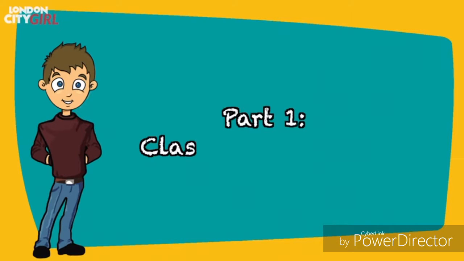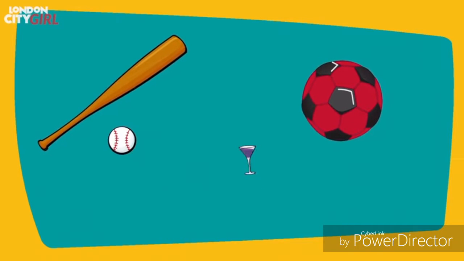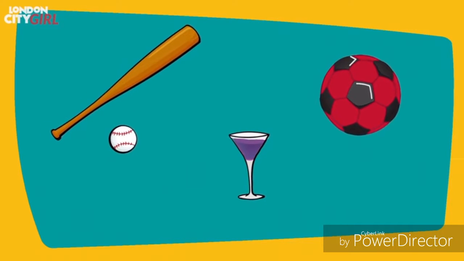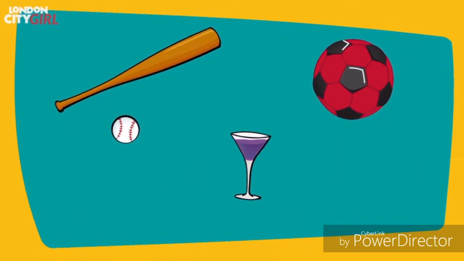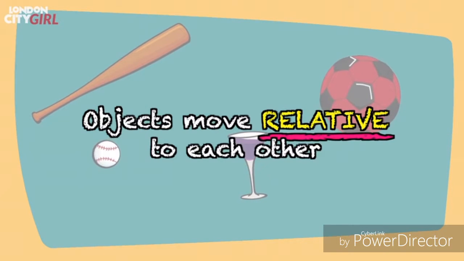Part 1. Classical relativity. Let's start with some absolutes that we need to accept. 1. There is no such thing as absolute motion or absolute rest. Objects move relative to each other.